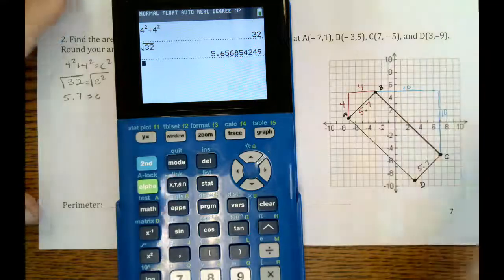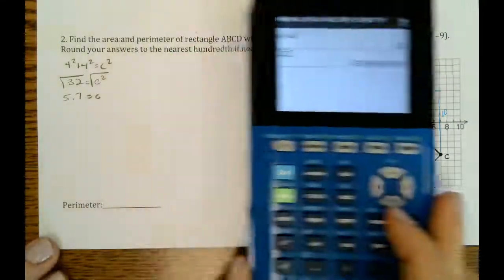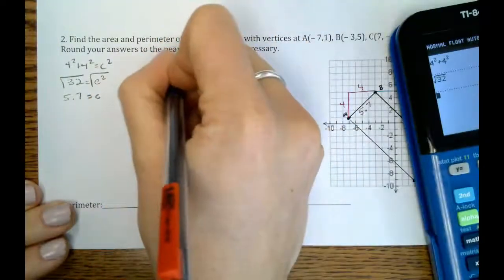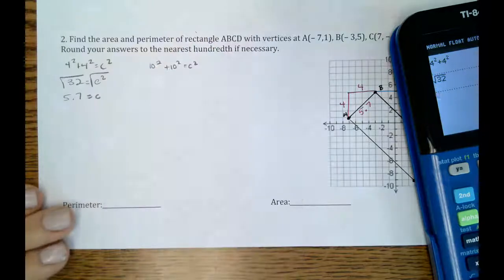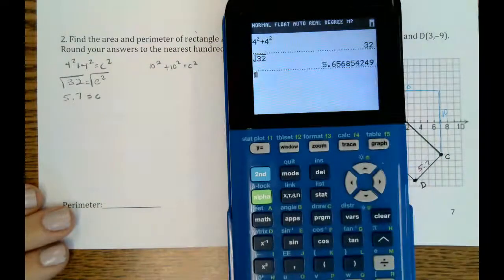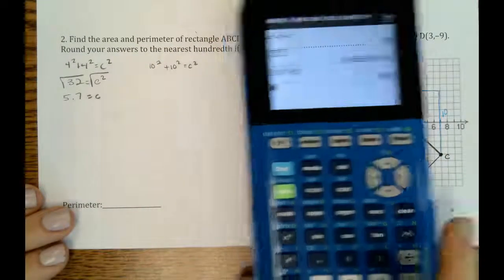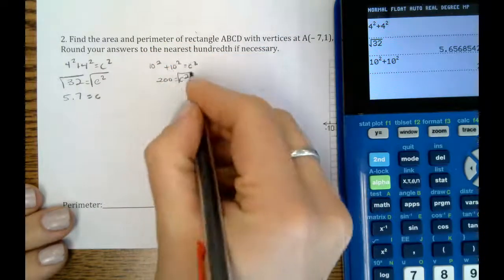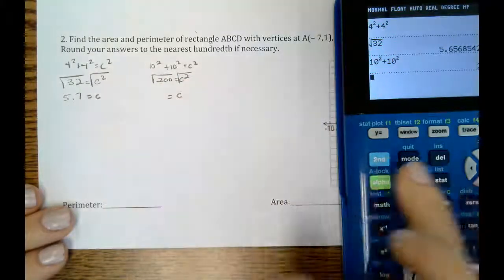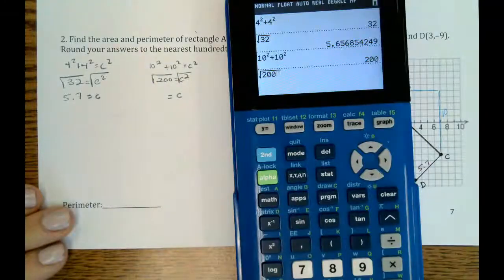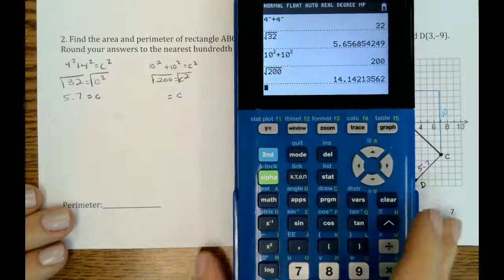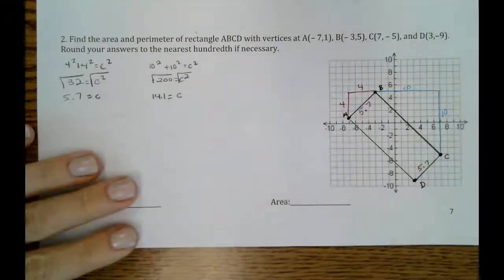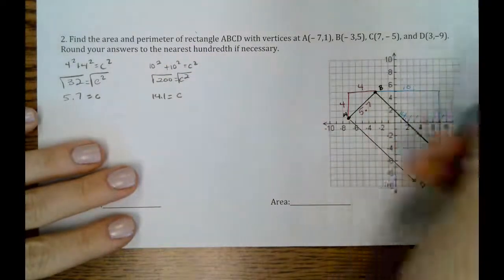Okay, so it looks like that triangle has sides of 10. So this will be 10 squared plus 10 squared, which gets us 200. And then we'll take the square root of 200, which is, we'll say, 14.1. So our longest sides are 14.1.